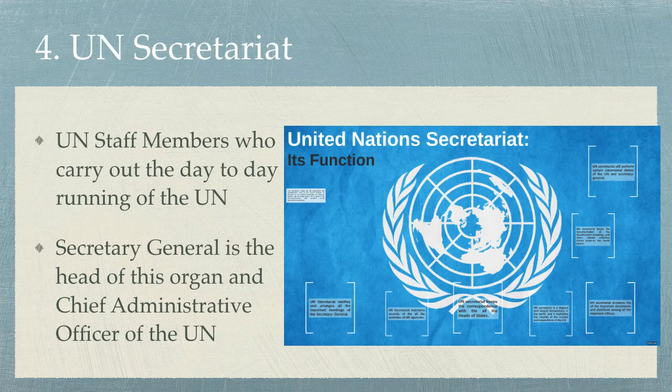Then there is the UN Secretariat, which includes the UN staff members who carry out the day-to-day running of the UN. The head of the Secretariat is the Secretary General, who is elected by the General Assembly and the Security Council, and he is the Chief Administrative Officer of the UN.